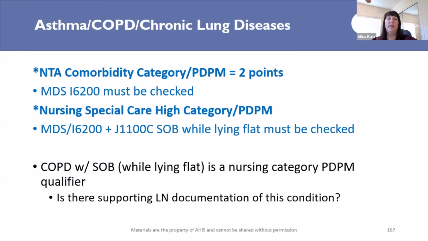Asthma, COPD, and chronic lung diseases will get you more points on your NTA comorbidities and can impact your nursing special care high if they have shortness of breath while lying flat and any of these diagnoses: asthma, COPD, or chronic lung diseases. But just be aware, if they have COPD and they have shortness of breath while they're lying flat, that is a nursing category PDPM qualifier. So ask yourself, is there supporting nursing documentation of them having shortness of breath while lying flat? That might require a little bit of a closer look on your evals and your documentation. Next.